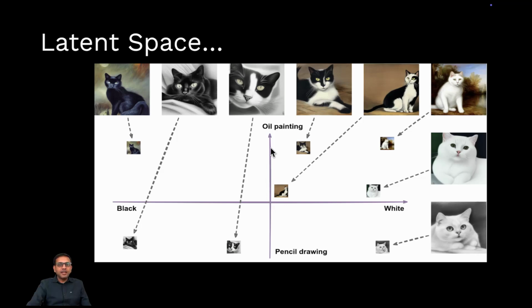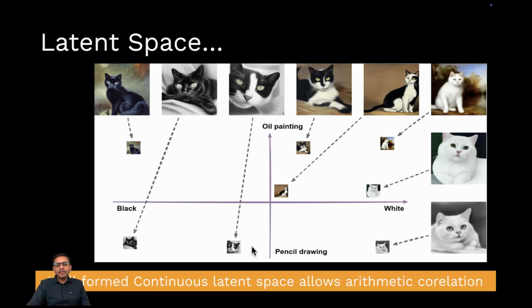Similarly, in the other dimension, it could be the pencil drawing versus the oil painting. As I traverse here in the latent space, images look more and more like an oil painting. But as I traverse to this side, they look more like a pencil drawing. So it is this well-formed continuous latent space that forms the basis of the capability of generating images. Coming to perspective one.